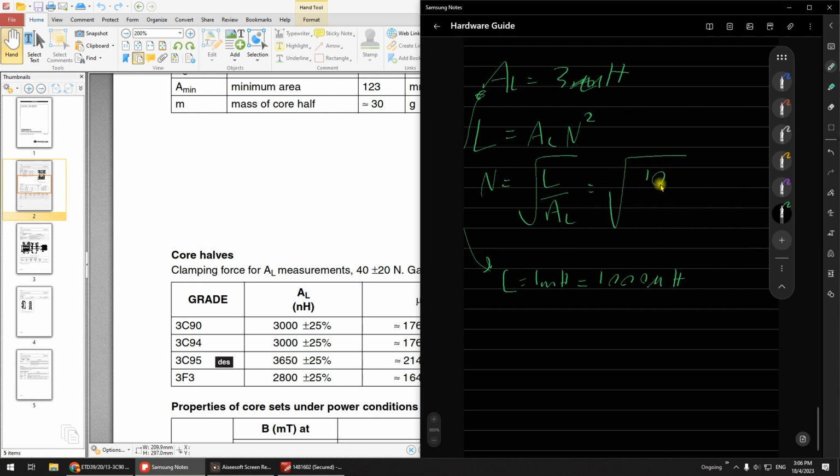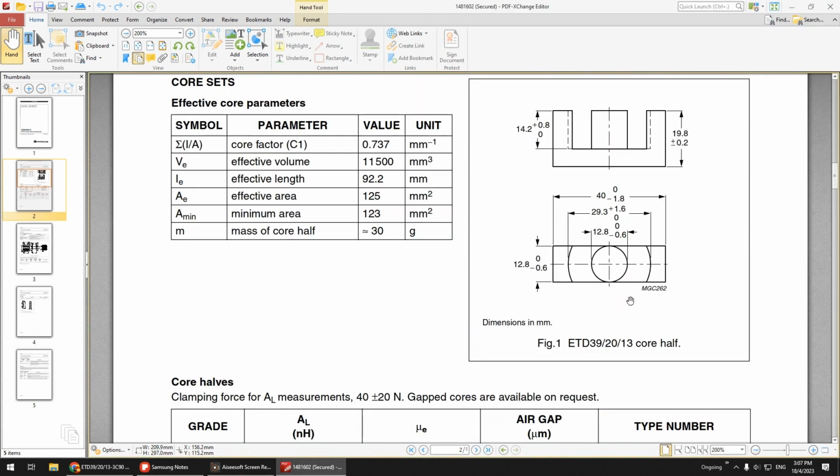So the square root of 1000 divided by 3. Let me calculate this. So you get 18.25, or basically 19. So you have to check whether 19 turns is enough for this toroid. Usually I just don't do the correction, just trial and error, just do the winding. If you want to do the calculation, it's quite complicated. Like I said before, this is the simplified version of the design.